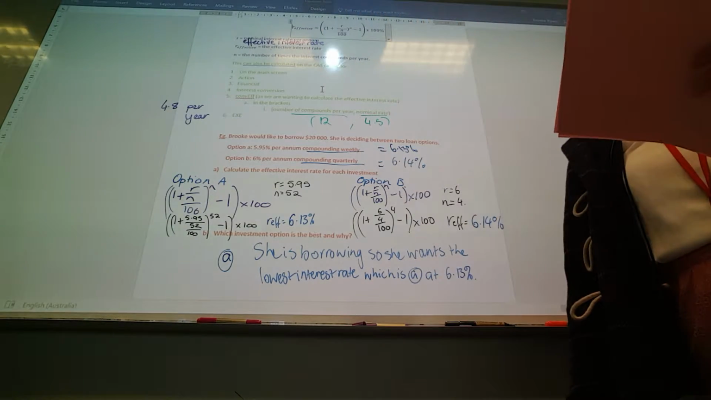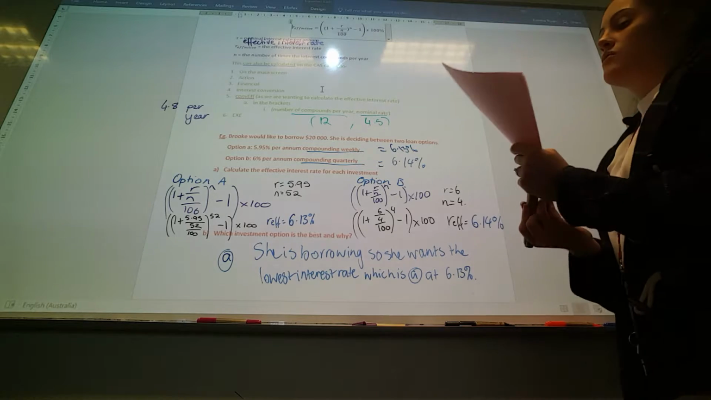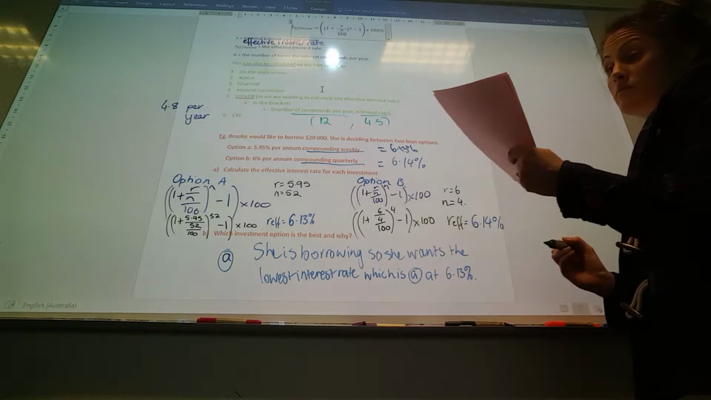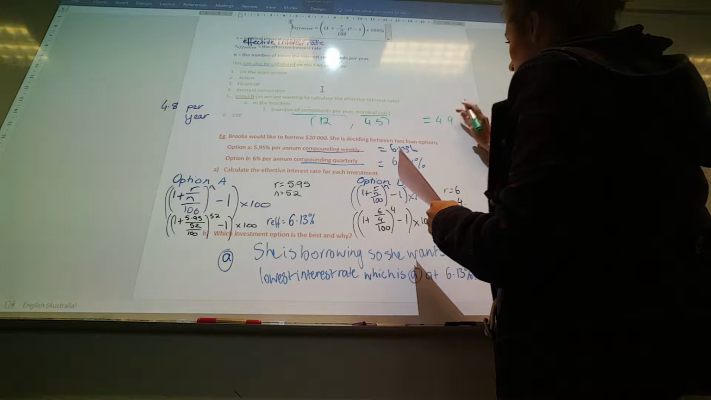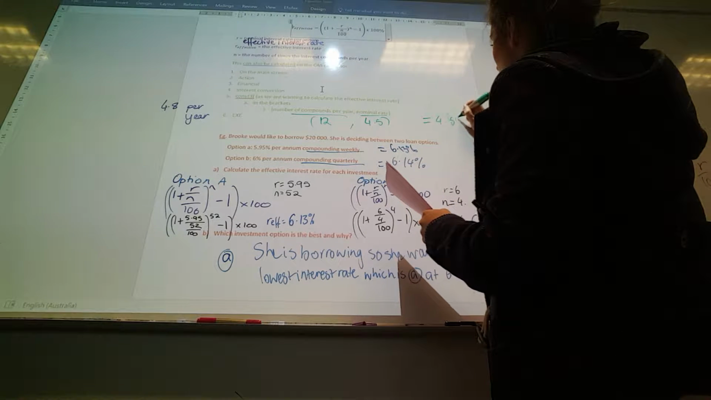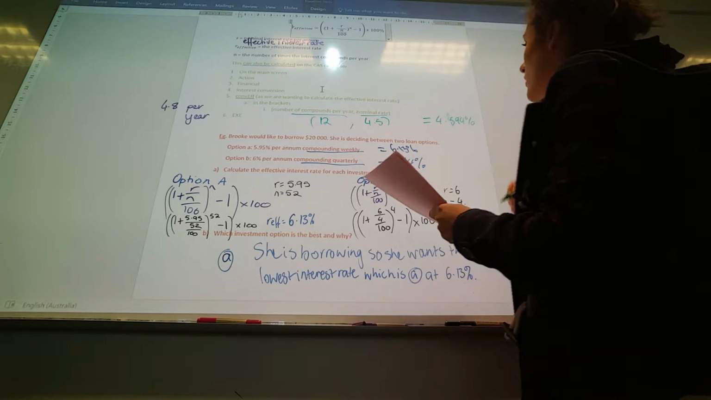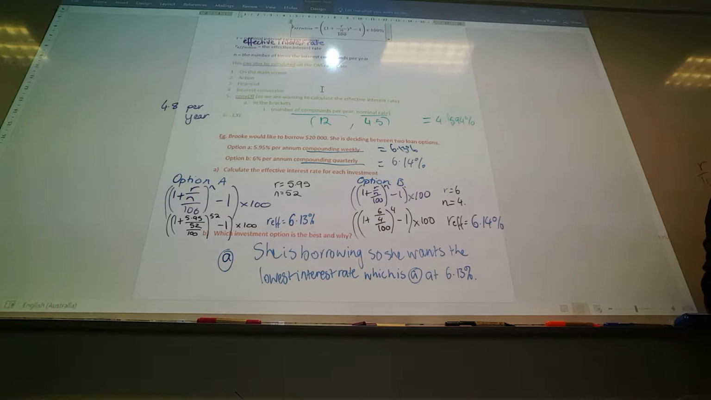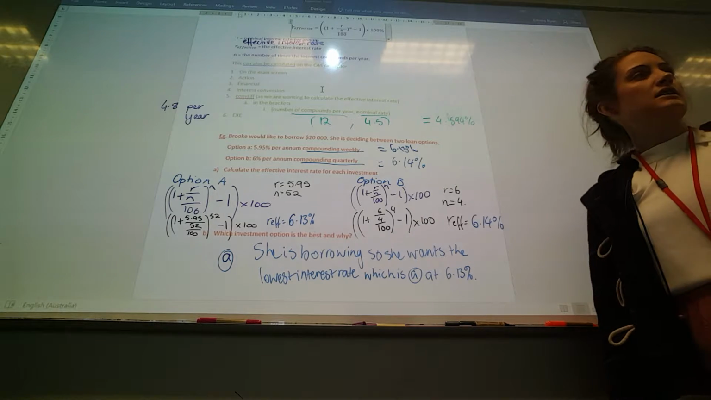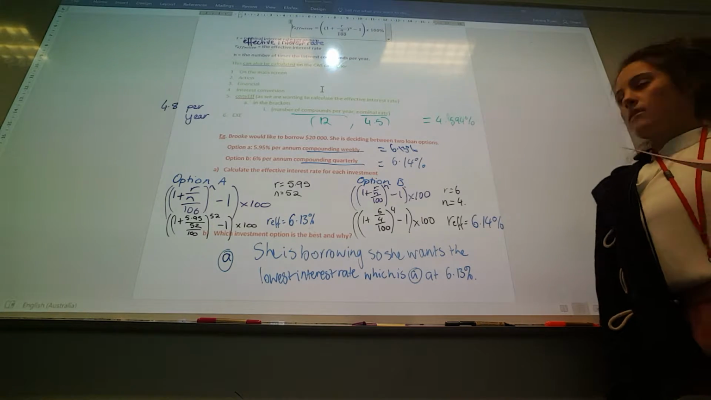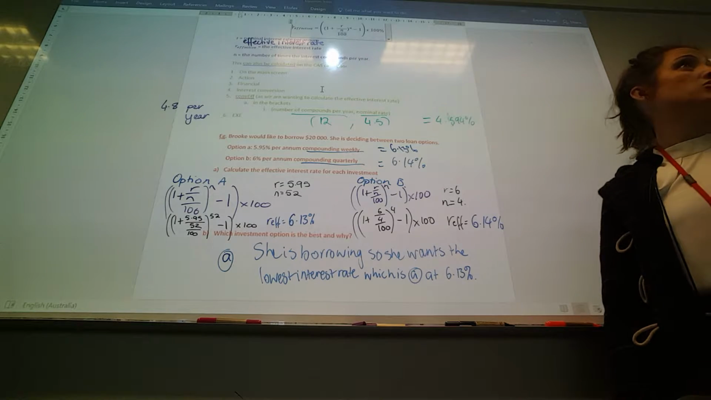What did we get? 4.594. Yep, perfect. So the effective interest rate is 4.594%. If you don't put the percent, will you lose marks? If it's talking about rates, then you may.